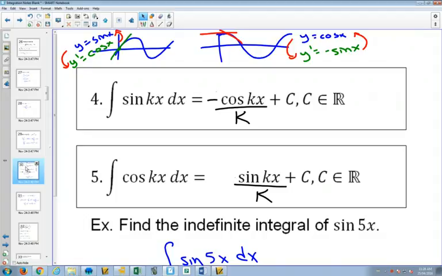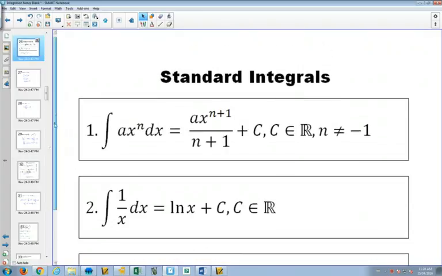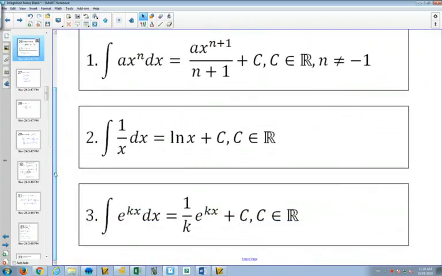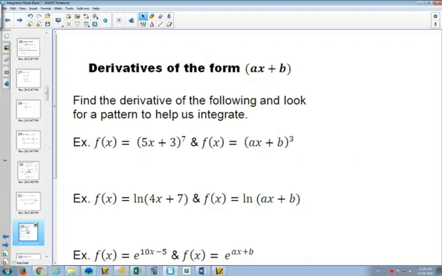And same thing when we did e to the x. I put a k in there and said, well, when you would do the derivative, you'd have to do a chain rule and multiply by that k. So when we integrate, we have to divide by k. And these next ones that we're going to do right now have the same thing, but they have an extra number added in there. But the same thing happens.